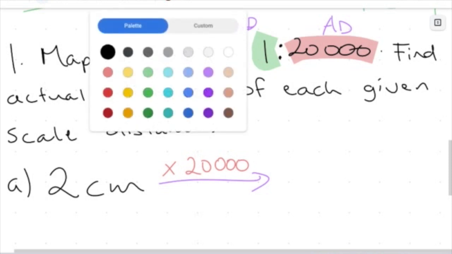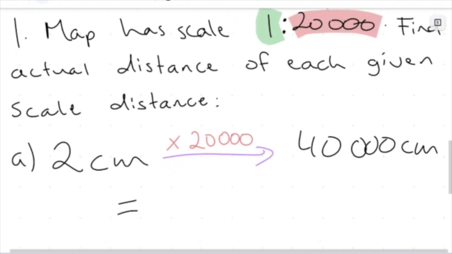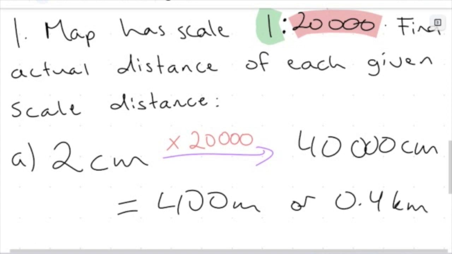Now when we do that, multiplying 2 centimeters by 20,000 gives me 40,000 centimeters, which is a big number for the unit of centimeters, so I can convert it to meters or kilometers, which we've done numerous times in the measurement courses on this channel. So I can write that as 400 meters or 0.4 kilometers. This is a much easier way to write this.